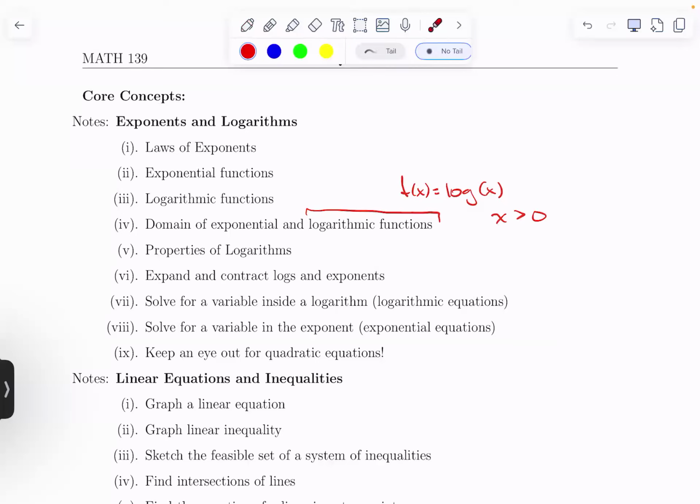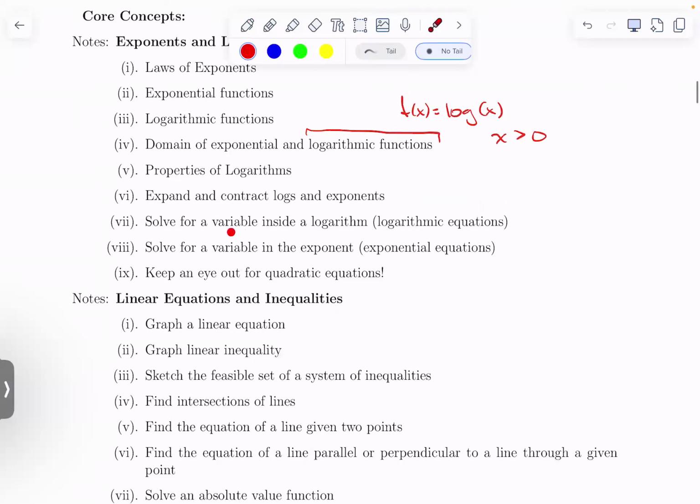Properties of logs. Those are those log laws that are on your formula sheet, right? So being able to combine and expand logs, into bigger logs or squish them up into a single log. Same thing, use it for exponents, right? Solve for a variable inside a logarithm, which we called logarithmic equations, of course, and then solve for a variable in the exponent. That's an exponential equation.